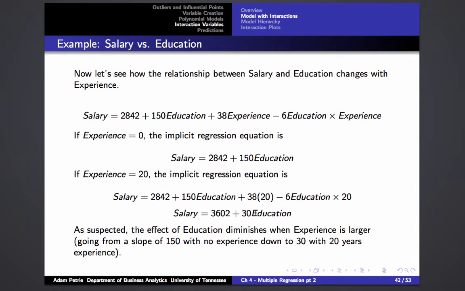So when we fit an interaction into the model, very often we recover some of the implicit regression equations so we can tell a story for how the effect of x1 on y varies on the value of x2.